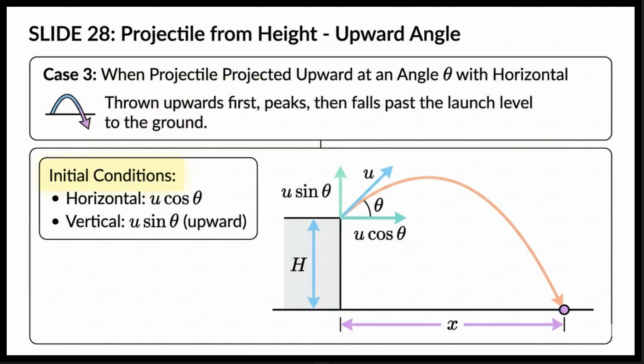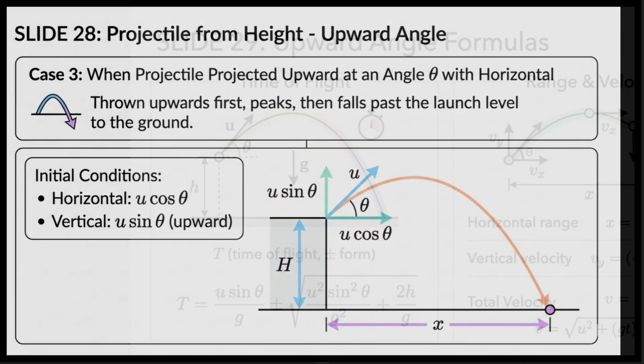Initial conditions: horizontal component u cosine theta and vertical component u sine theta upward, both positive. The diagram shows the full arc, starting from height h, peaking above that level, then descending to horizontal distance x on the ground. This case has the longest time of flight of all three scenarios because the object gains additional height before beginning its final descent.